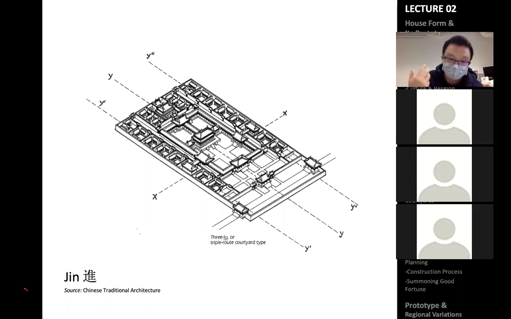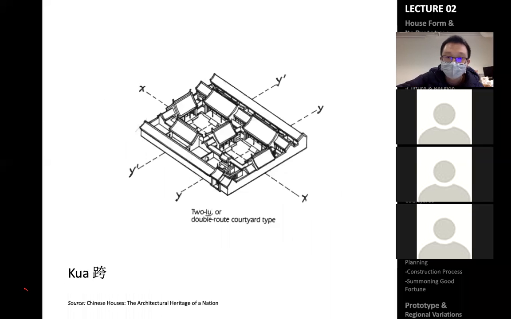In addition to the idea of Jin, which is arranged along the axis of the building, another one is the idea of Kwa, in contrast to the Jin. A building like this is a two Jin courtyard house, but it is also a one Jin courtyard house, and there are two main buildings arranged in parallel to each other, which means it does not belong to one family, it belongs to two families, but the two families have a very intimate relationship.